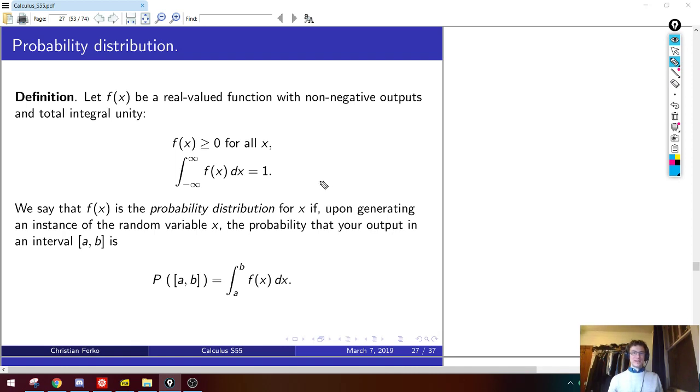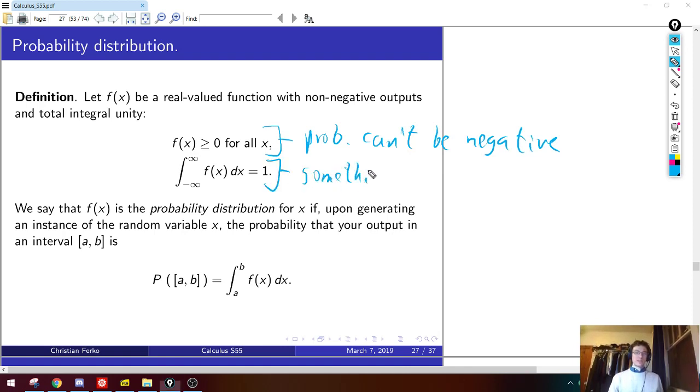Definition: let f of x be a real valued function with the following two properties. One, all of its outputs are non-negative, so probability can't be negative. And the second property is that the integral of this function over the entire real line is equal to 1. So something has to happen. The total probability must be 1. One of the outcomes happens.